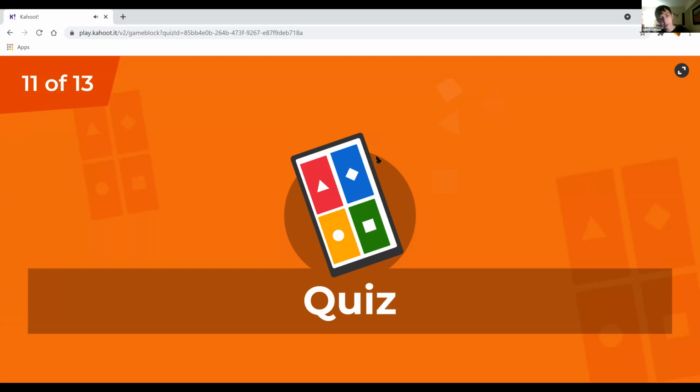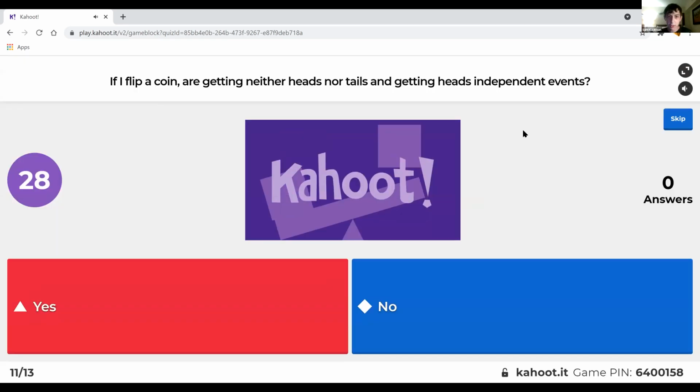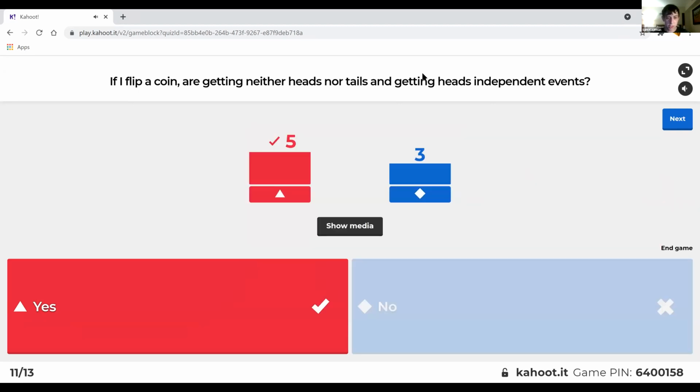So if you flip a coin, we have 2 events. One of the events is getting neither heads nor tails, and the other event is getting heads. Are these 2 events independent? So does one affect the other?